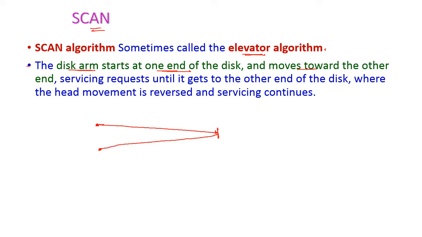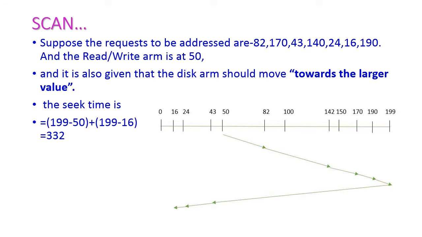Okay, so it services requests until it gets to the other end of the disk, where the head movement is reversed and servicing continues. So all the requests will be taken first in the forward direction, and then only it will take the requests from the reverse direction. So this is called scan. It will completely scan the disk from one direction to another direction like this. Let us take the same example for explaining this scan.